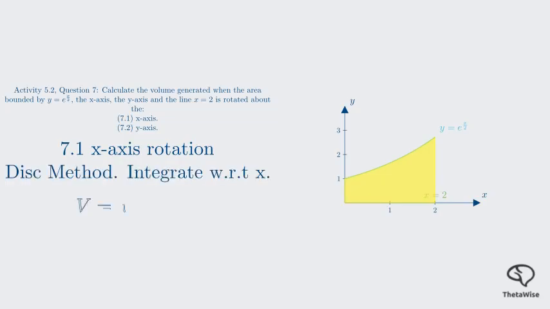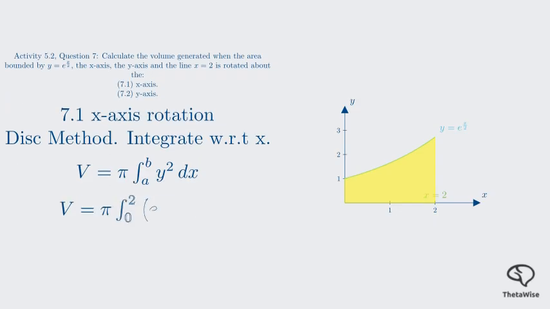Because the area is bounded by the x-axis, we use the disk method. We will integrate with respect to x from 0 to 2. The formula is V equals pi times the integral from a to b of y squared dx. Substituting our function and limits, we get V equals pi times the integral from 0 to 2 of e to the x over 2, squared, dx.